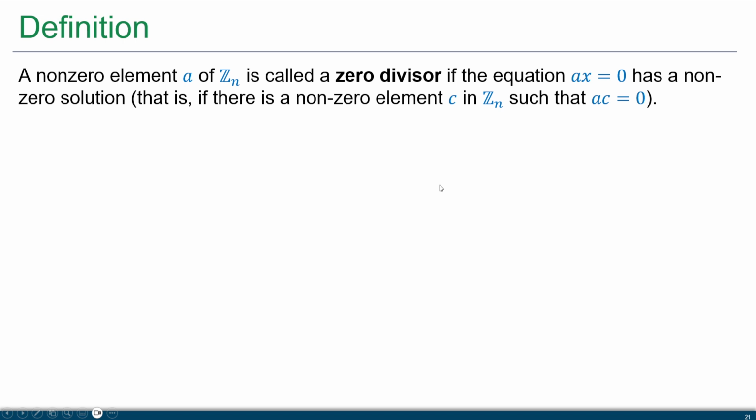Just some definitions here for the next two. A non-zero element a in Z mod n is called a zero divisor if the equation ax equals 0 has a non-zero solution. That is, if there is a non-zero element c in Zn such that ac is equal to 0. Again, a is not 0, c is not 0, and when I multiply these two things, I get 0. That tells me that a is in fact a zero divisor. That also means c is a zero divisor, because I can take c and a and multiply those together as well.